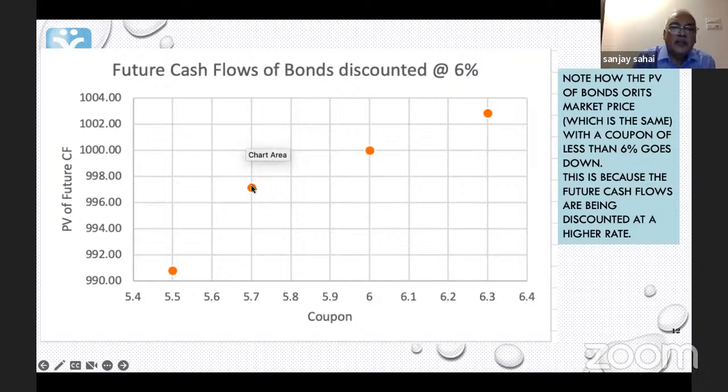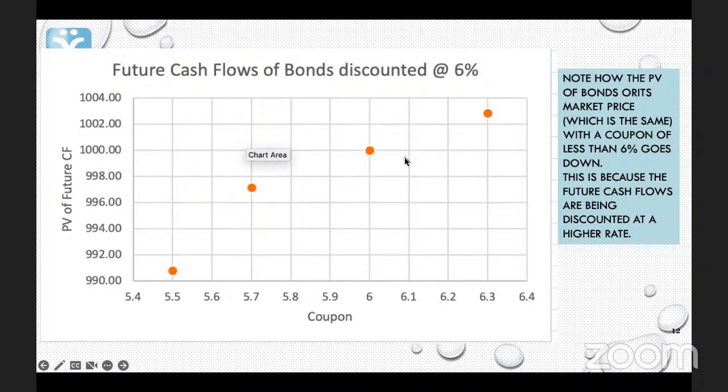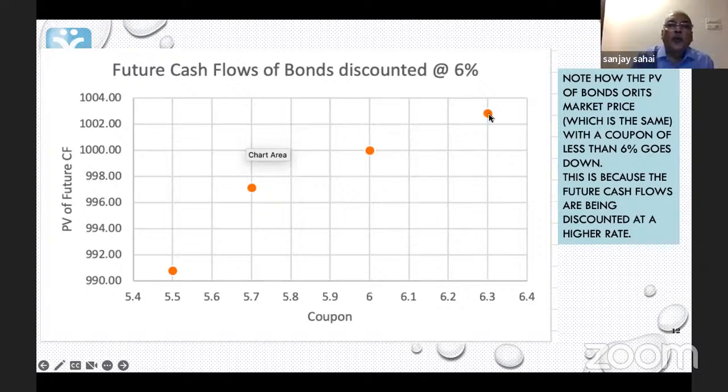Still below 1,000. In the case of 6%, there is no change. It is exactly 1,000. And in the case of 6.3, it has increased price to 1,002 point something. So, you can see this here in this graph, how the new bond, the new rate which has come, impacts the prices of the existing bonds in the market. This is the basic idea which you have to understand.